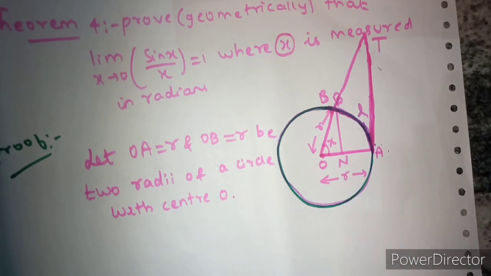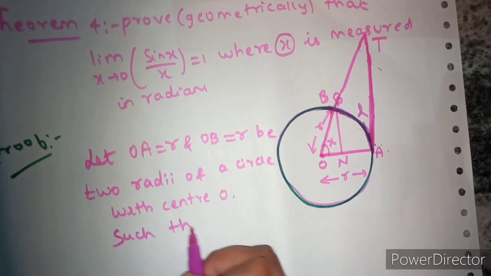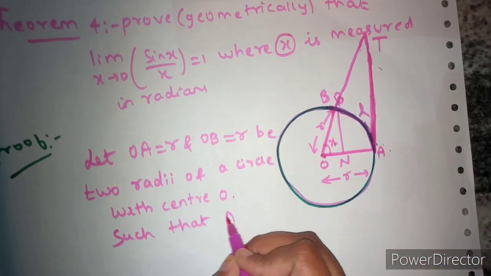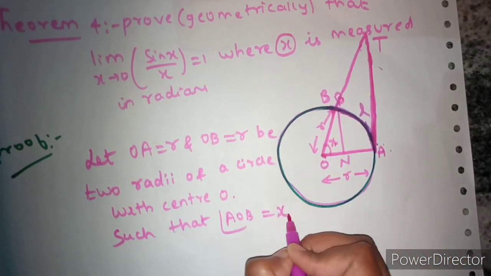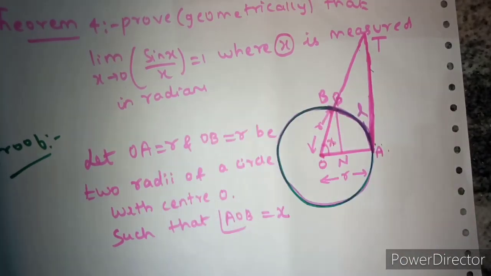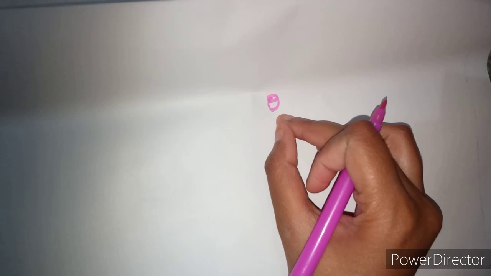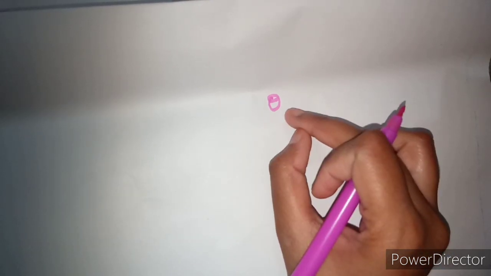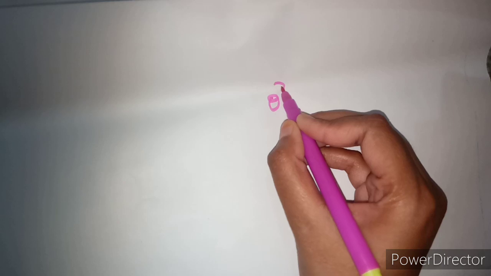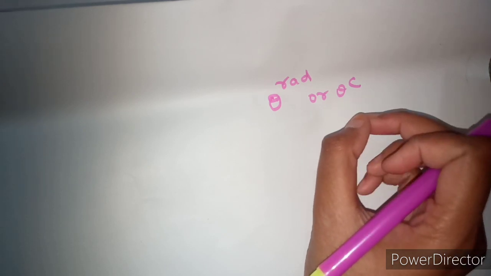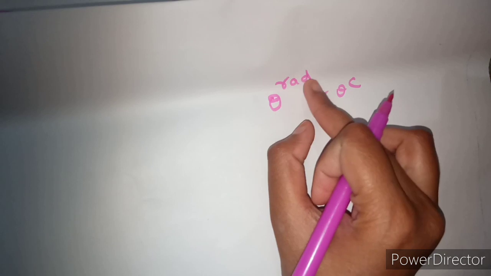Now, what is the angle of AOB? X is the angle, such that AOB is equal to x, where x is measured in radians. In trigonometry, how will we write angle in the form of radians? Suppose theta is the angle and this theta is in radians, we'll write symbolically as theta power rad or theta power c. We'll write angles in radians symbolically as theta power rad or theta power c.